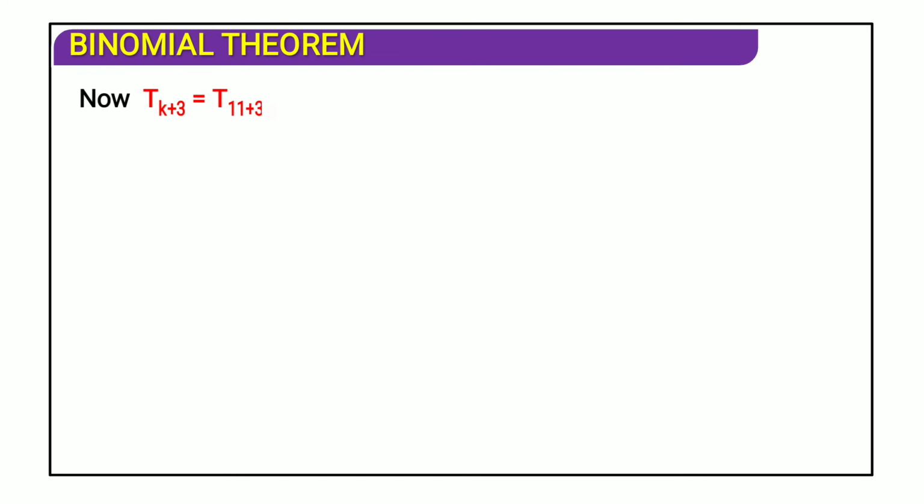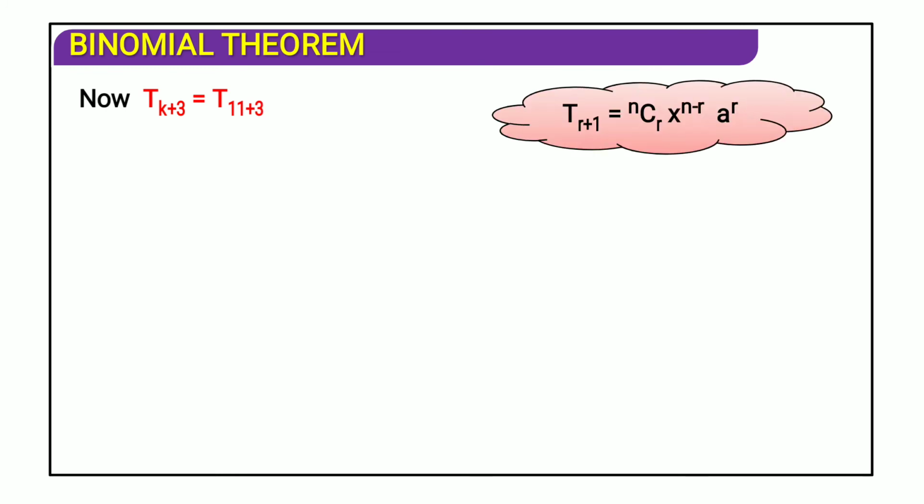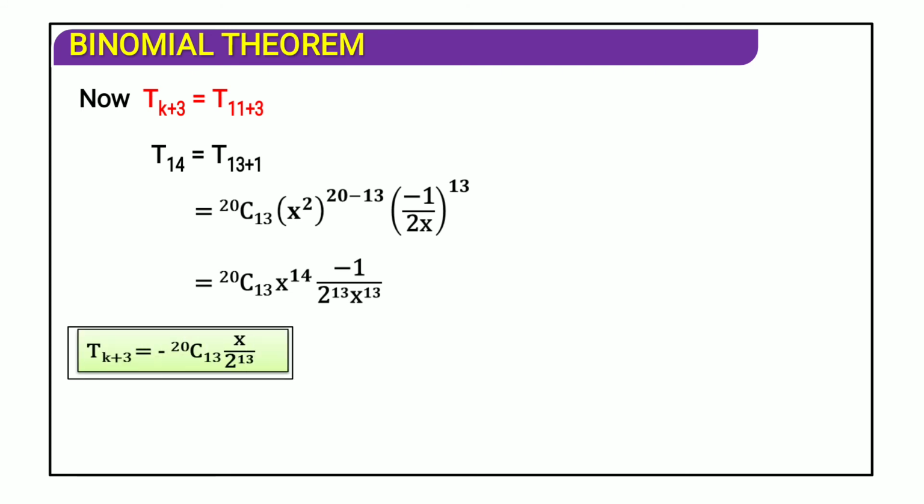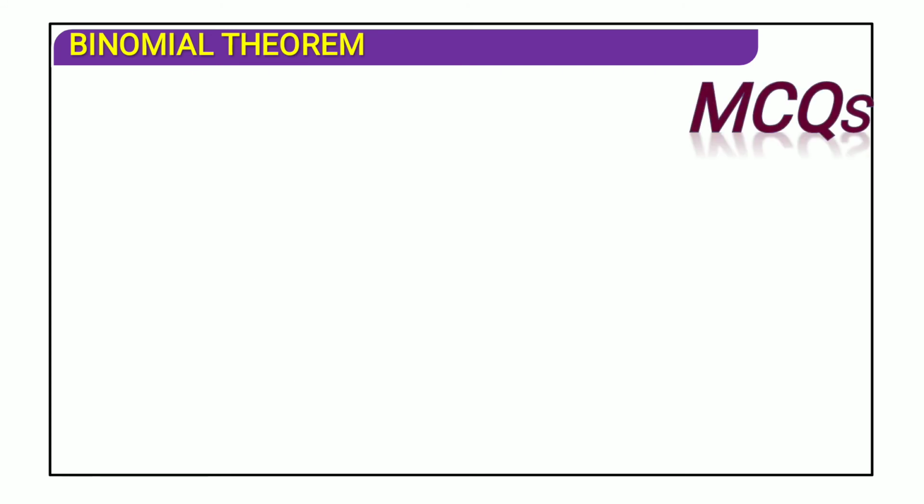One more thing we have to calculate, that is T(k+3), that is T14. We can write T14 as T13 plus 1. Put the formula nCr x to the power n minus r a to the power r, where x is equal to x square, a is equal to minus 1 upon 2x. Easily calculated by using the simple fundamental formula of binomial expansion.